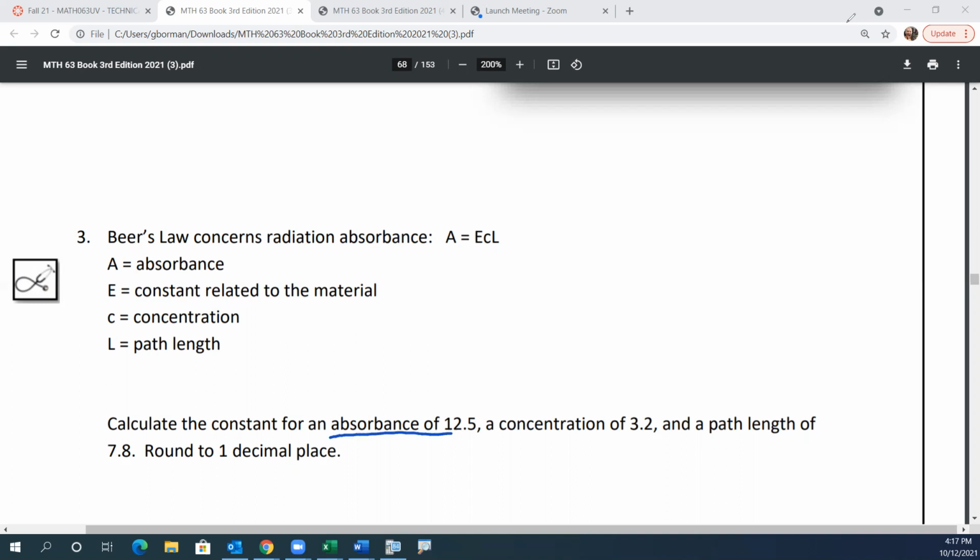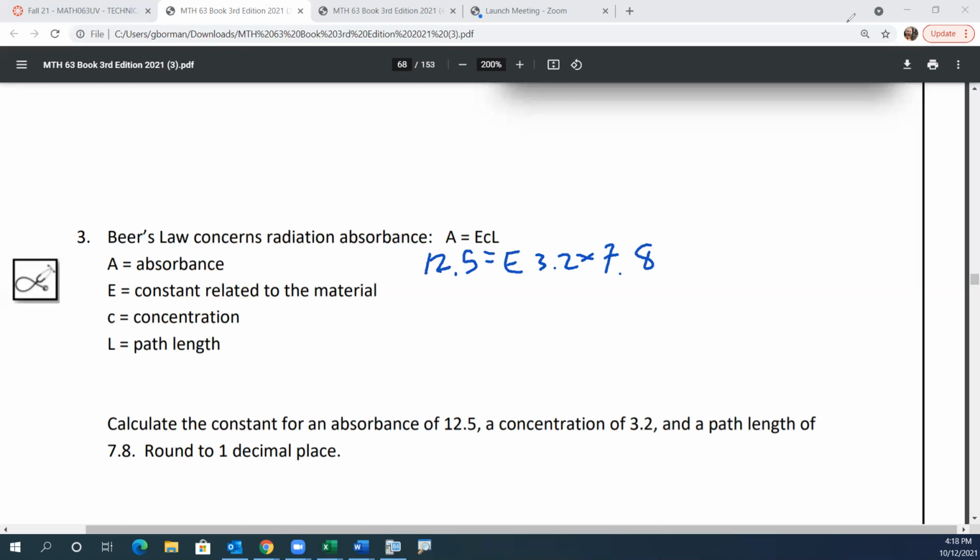All right, so the absorbance is 12 and a half. So I replace the A with 12 and a half. And then, let's see, the concentration is C. I'm going to replace that with 3.2. And then the path length is 7.8. So that goes there. All right.